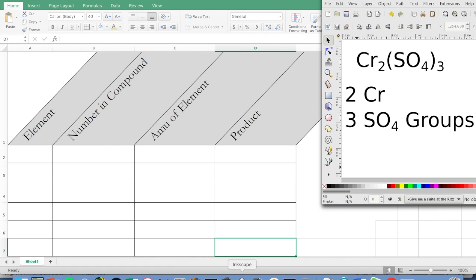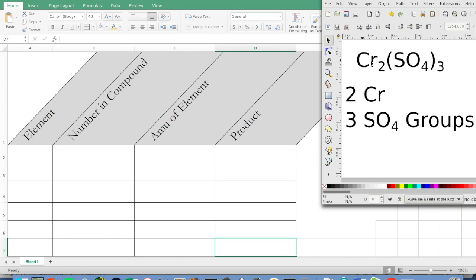All right, so here we go. Chromium III sulfate. I've got 2 chromiums, right? Because this 2 only touches chromium. And I have 3 of this SO4 group. Now this 3 means multiply, distribute 3. So 3 times 1 is 3, and 3 times 4 is 12.